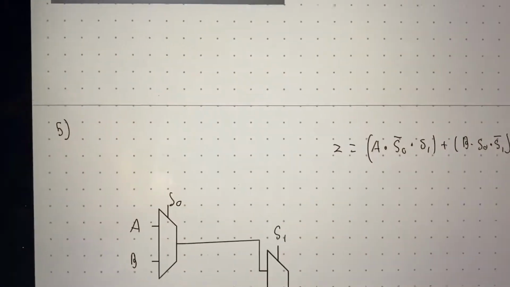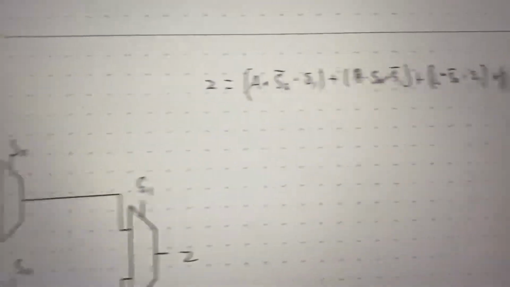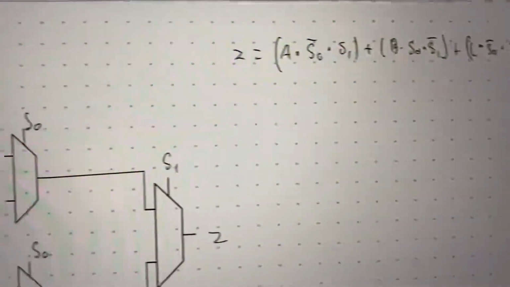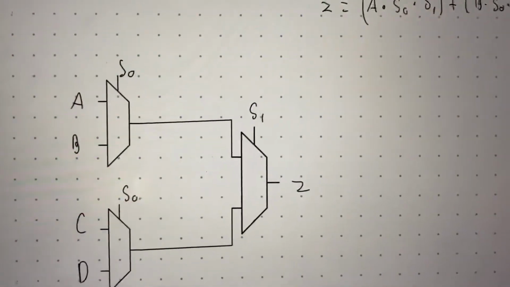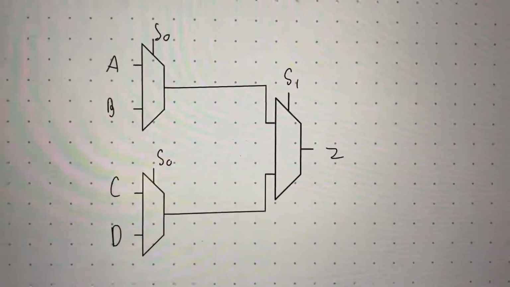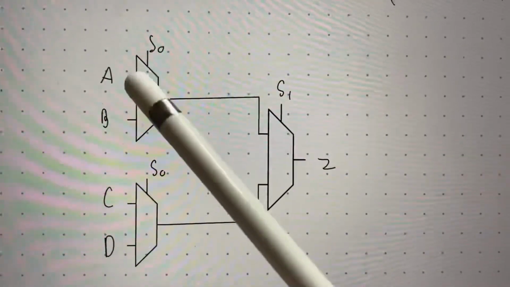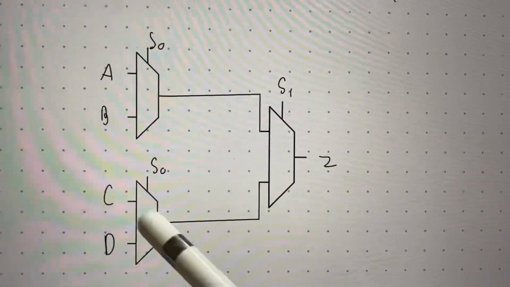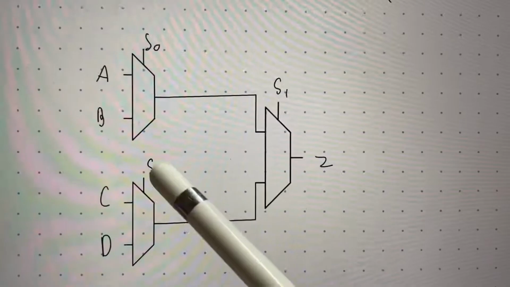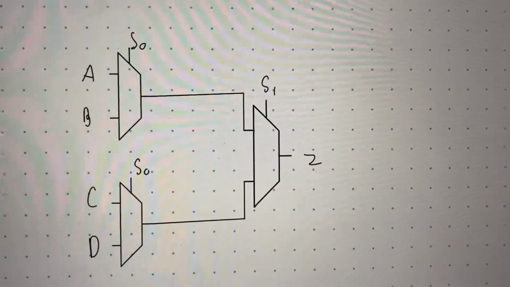term is low. Then for number 5, turning this expression for the 4-to-1 multiplexer into creating that from 3 2-to-1s. You have the inputs A, B, C, and D into the 2 2-to-1s with the selector 0, and then selector 1 here, output Z there.